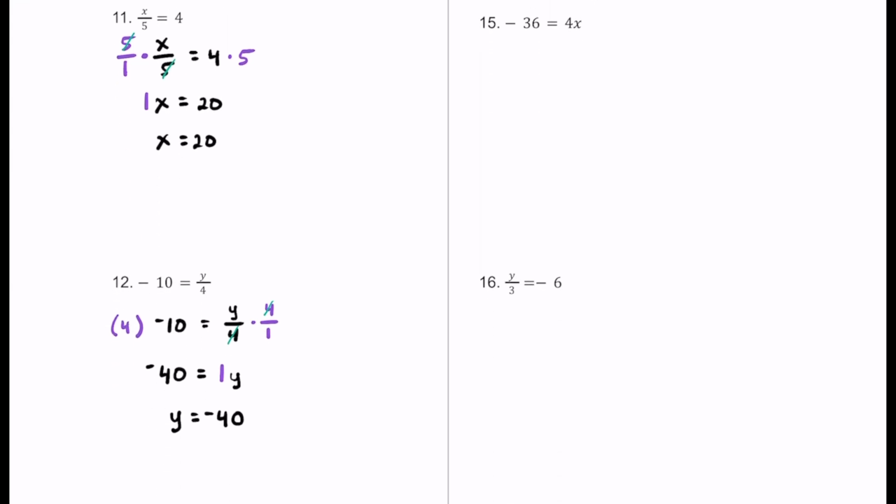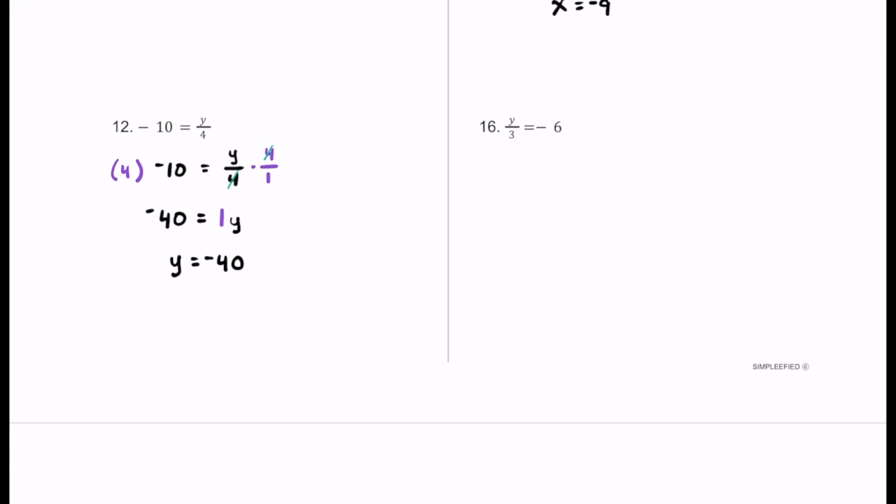Here's 15. For 15, we have negative 36 is equal to 4 times something. So 4 times something equals negative 36. How do we just get 1x? Well, we can get rid of that 4 by dividing by 4. On the left side, 36 divided by 4 is equal to 9, so the opposite of 36 divided by 4 will be negative 9. On the right side, 4 divided by 4 is going to be 1, so we're going to have 1x. And we can drop that 1 and just say x is equal to negative 9.